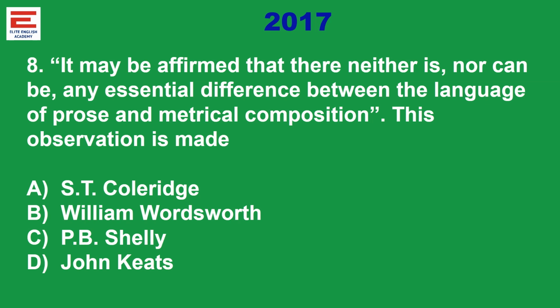Next one: it may be affirmed that there neither is nor can be any essential difference between the language of prose and metrical composition. So this observation is made. From the given text, it may be affirmed that there neither is nor can be any essential difference between the language. So this particular line talks about the language of poetry.